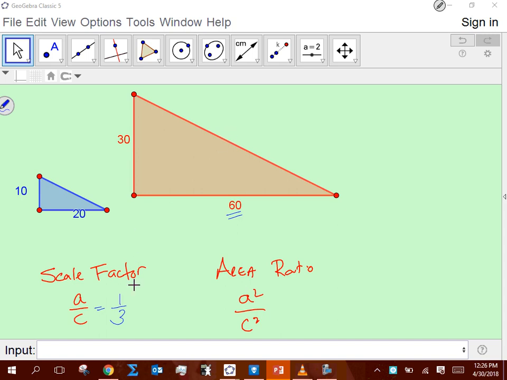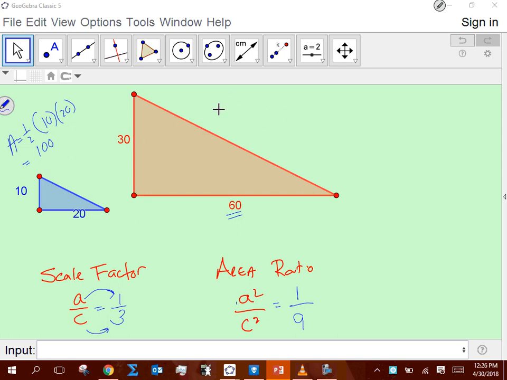All right. Now, this is the way I would do that. The area ratio is not 1 to 3. It's, this A is 1, right? C is 3. So A squared would be 1. C squared would be 9. So what's the area of this thing right here? Area is equal to 1/2 10 times 20, right? 10 times 20 is 200. Half of 200, 100. Okay.